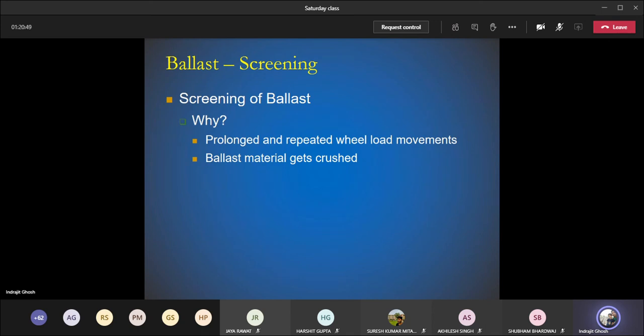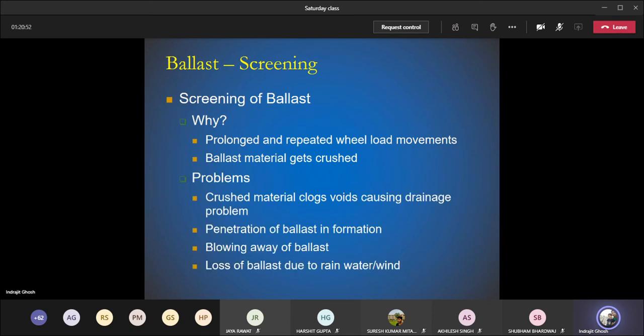Because of the prolonged and repetitive wheel load movements, ballast material gets crushed. So what is the problem? The problem is that it clogs the voids. Whenever they clog voids, the main issue that comes up is drainage. The water which is supposed to go underneath and, by using the slope, get drained out on the sides, will not be able to. So water will accumulate in the track. Then there is penetration of the ballast in the formation. Even some portion of the ballast which is crushed and becoming finer will go into the formation level.